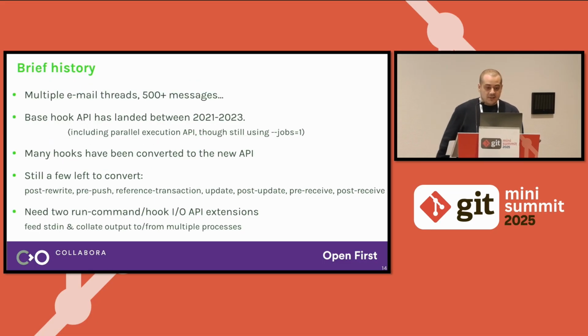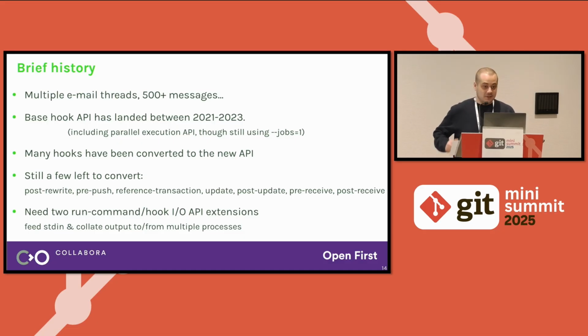Now, this has been long running. There was a thread with over 500 messages with many patches, which I went through, and my head was spinning at the time, but I managed to understand everything there, or almost everything. And we have the base hook API, which is landed. So that was nice. That API is already parallel by design.